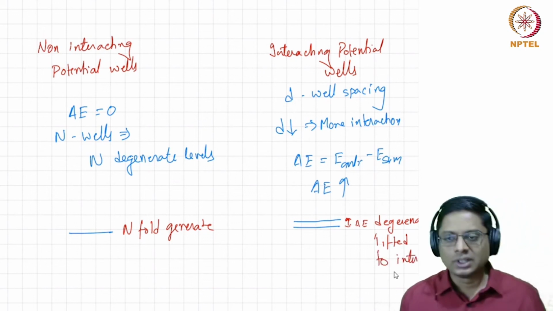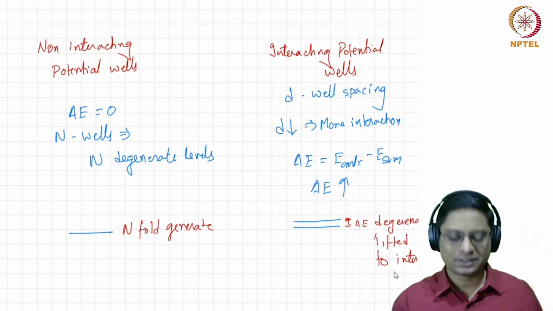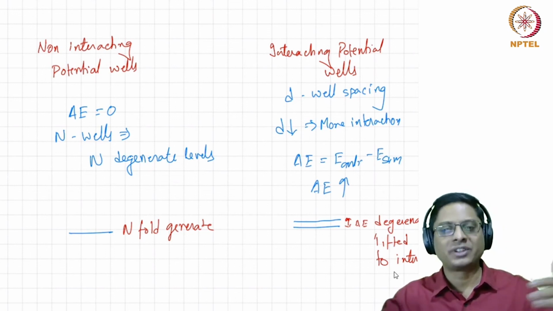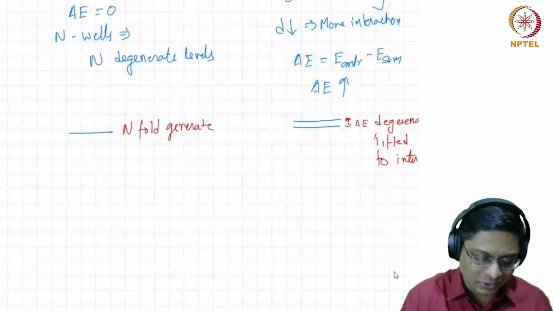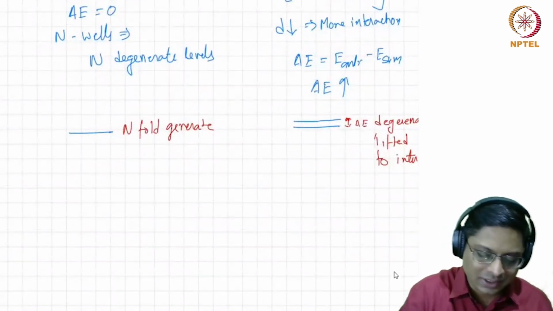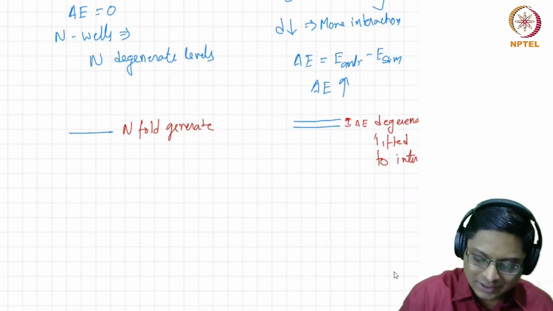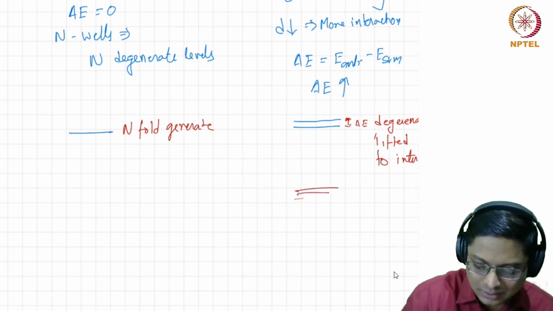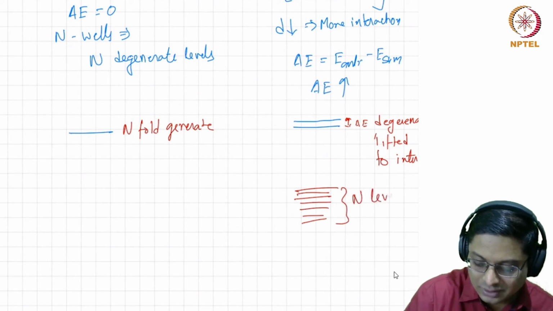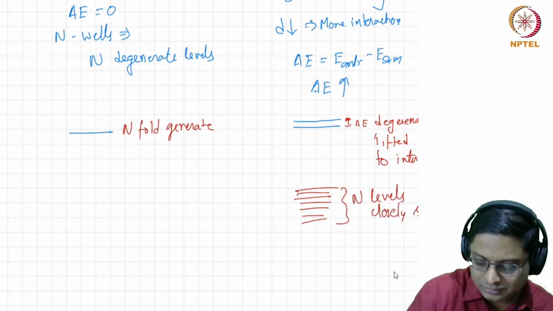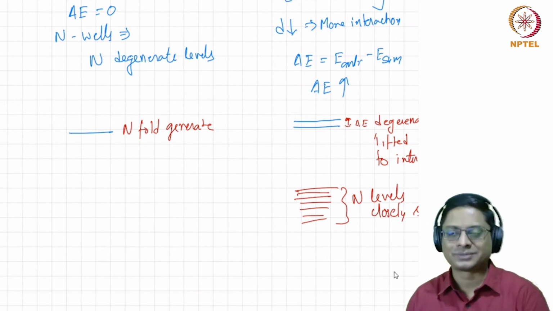All right. So what happens if you have n atoms or n potential wells which are coming close to each other? In the non-interacting case, you have n-fold degeneracy, but in the interacting case, you will end up getting n levels closely spaced. That's what happens.